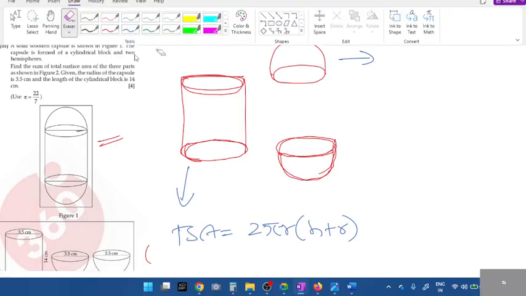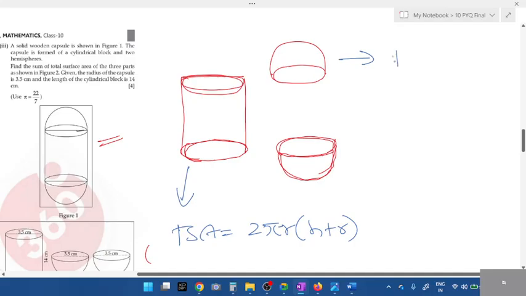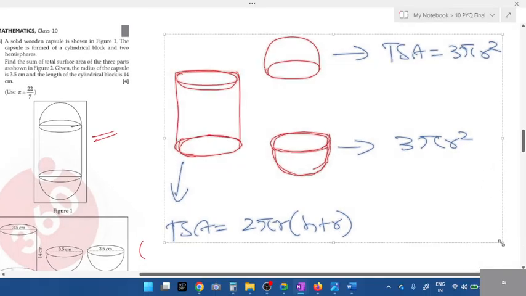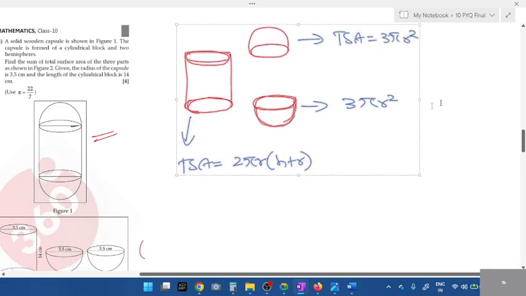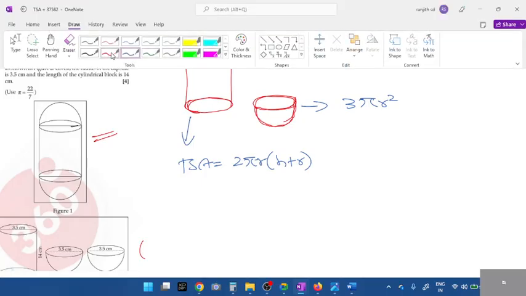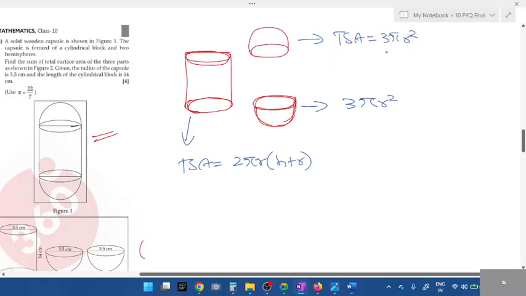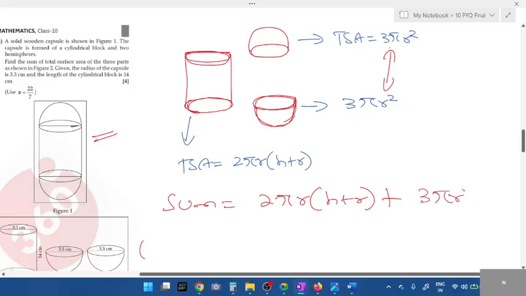How many hemispheres are there? One or two? Total surface area for this is 3 pi r square, and even for this it is 3 pi r square. So they've asked find the sum. What do you mean by sum? Do you add or subtract them? So this is the actual solution what we are going to solve. Before this, whatever I taught you was derivation, formulas derivation. Now look here, if you want to find the sum, just add all this: 2 pi r into h plus r. Total how many hemispheres do we have? 2 hemispheres. If you want, write it separately. 3 pi r square plus 3 pi r square. What is 3 plus 3?